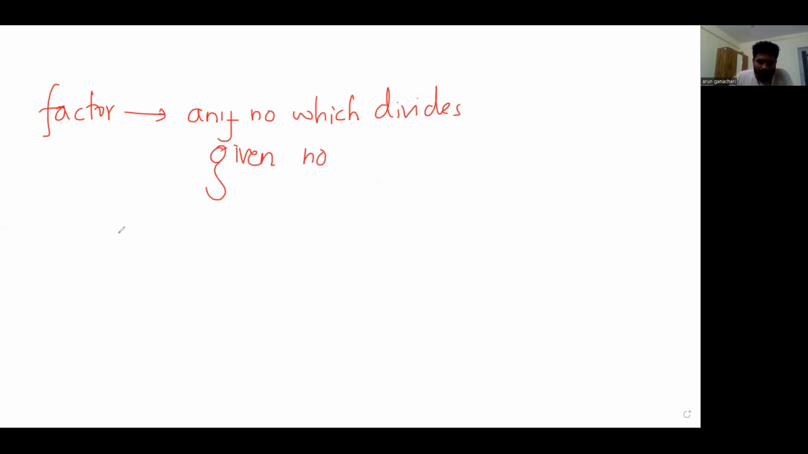Understand what is factor. Factor is any number which divides our given number. So let us say I want to find the factors of 6. I have to check what all numbers divide my 6. So 6 can be divided by 1, 2, 3, and 6. So these 1, 2, 3, and 6 are nothing but the factors of 6. So there are 4 factors of 6. Getting this point?